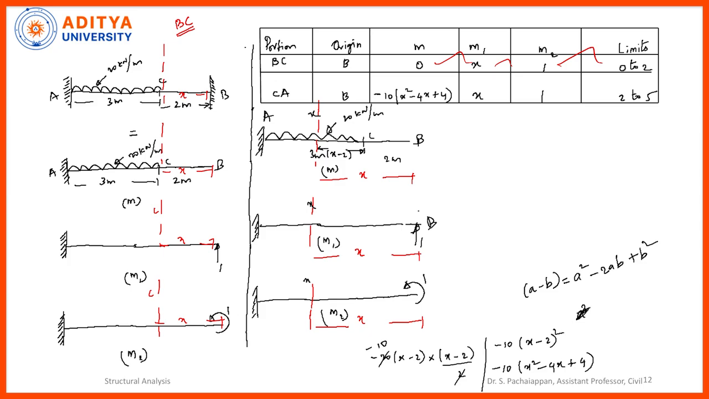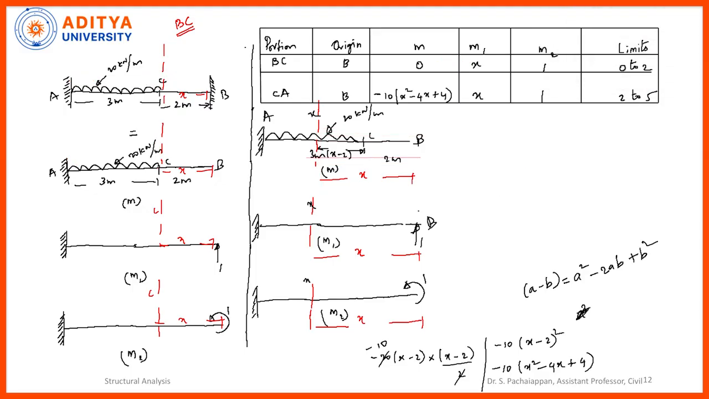What about the portion C to A? So this is the portion C to A. What is the limit? 2 to 5 meters. So let's see the diagrams. First M. In this portion of the M diagram, you can see that from here to here the loading is there. What is that load? 20 kilonewton. Now I'll write it here. So 20 kilonewton multiplied by the linear distance. Where is it acting? It is acting at a distance of x minus 2, because you can see our section is here.